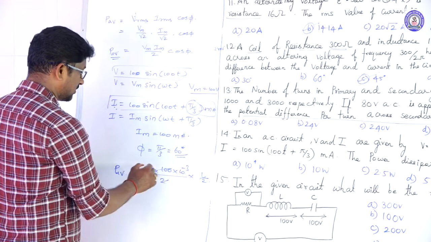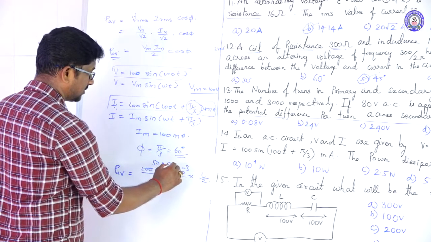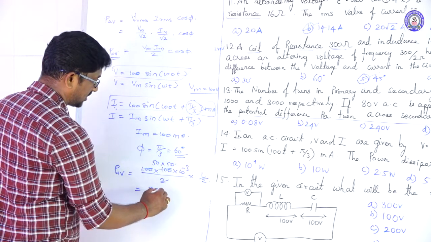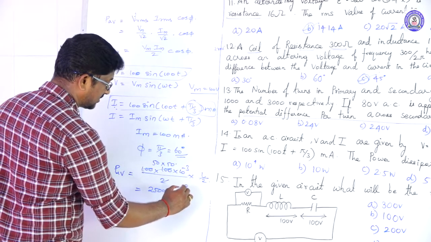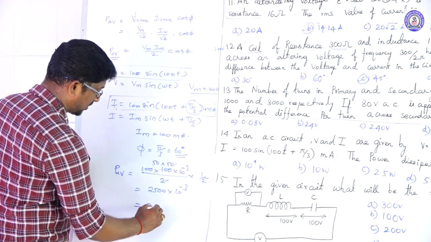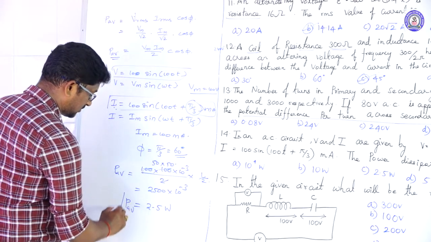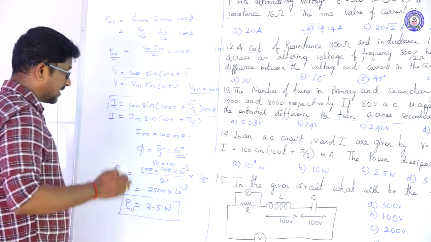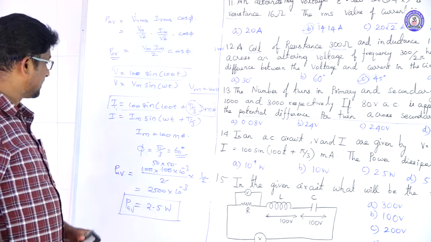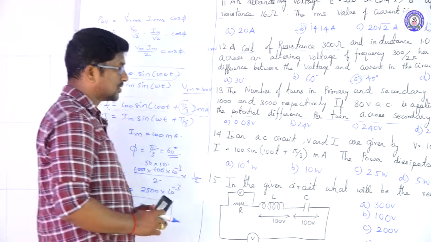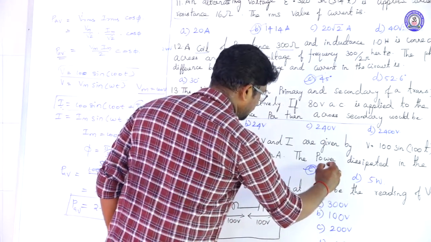Right. So 10000 divided by 4, that is 2500 into 10 power minus 3. So 2.5 watt. Power dissipated or average power consumed by this AC circuit is 2.5 watts. C option.